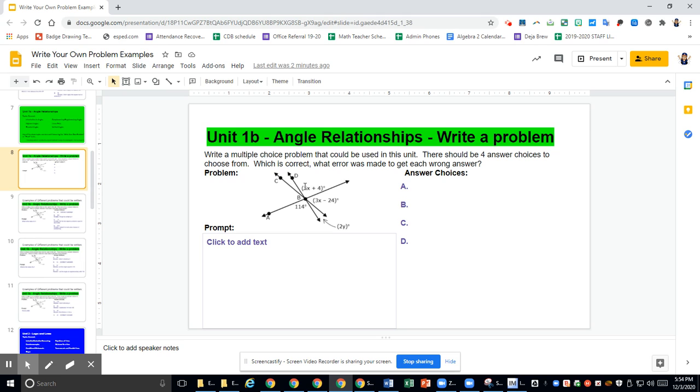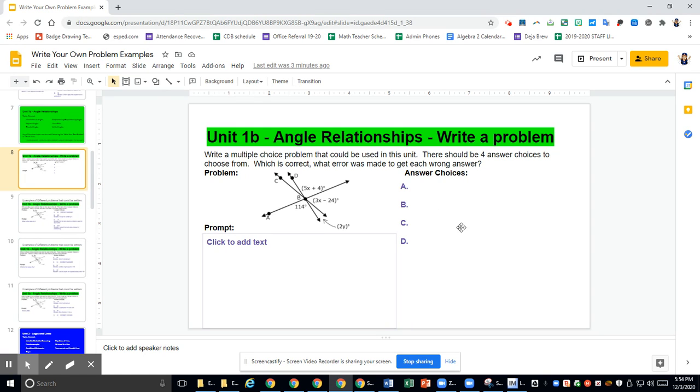Okay, I could ask about the relationship between 5x plus 4 and 3x minus 24 and say, what is the relationship? And the only thing I know about them is that they're adjacent to each other because it almost looks like they make a line, but they don't quite, right? So I could say, what's the relationship? They're adjacent would be my correct answer. Linear pair would be wrong because they don't quite make a straight line, right?